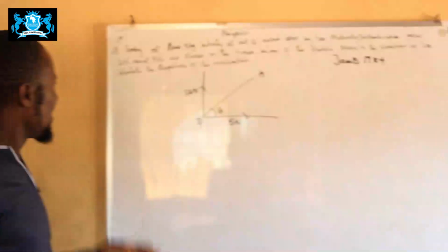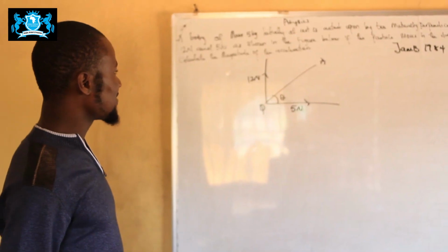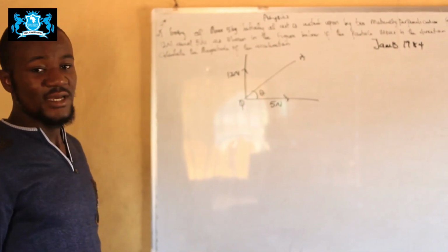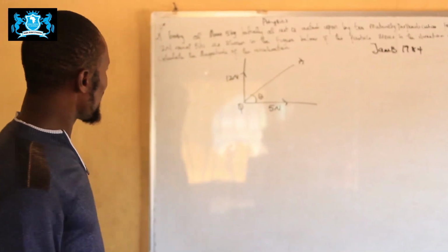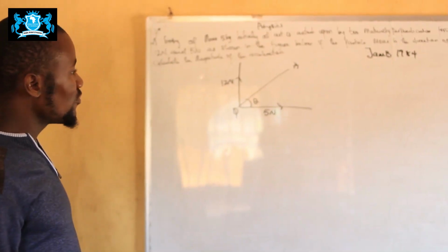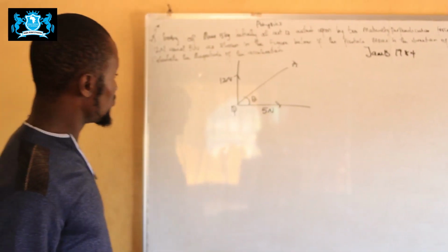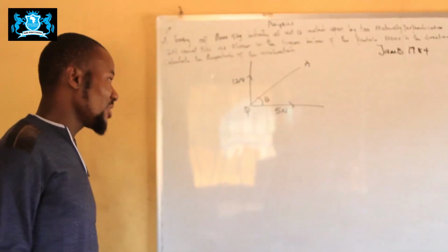Looking at physics, let's look at this JAMB question 1984. It says a body of mass 5 kg initially at rest is acted upon by two mutually perpendicular forces, 12 Newton and 5 Newton, as shown in the figure below. If the particle moves in the direction of curve A, calculate the magnitude of the acceleration.